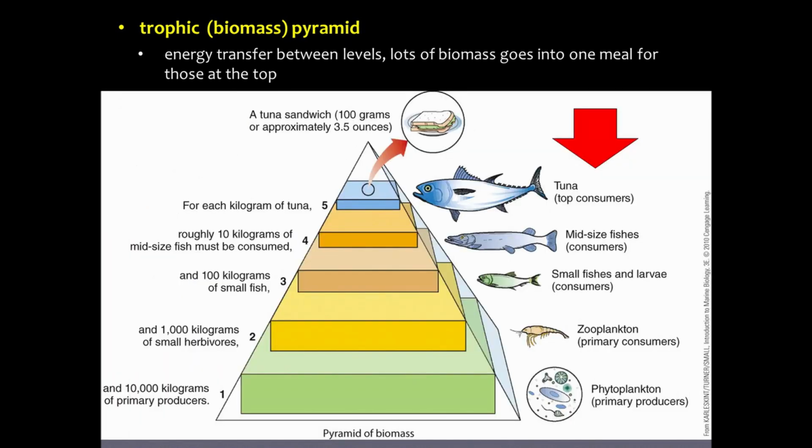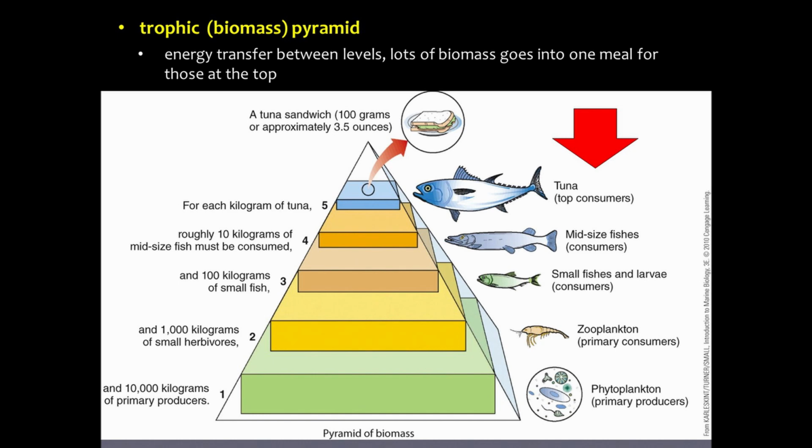This trophic pyramid here once again illustrates what I was just talking about, using the tuna fish sandwich as an example. So if we see the biomass, that massive living organism, how much there is, it has to be consumed in order to produce one tuna sandwich that you might have for lunch. For example, 10,000 kilograms are primary producers, which are then eaten by zooplankton, which are then eaten by smaller fish, mid-sized fish, and then finally the tuna.